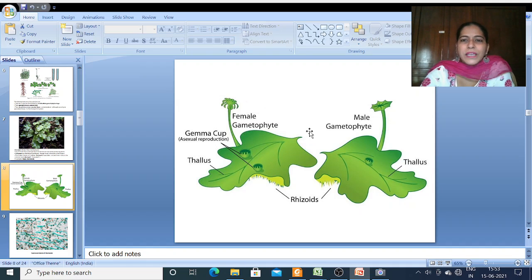Then the female gametophyte and the male gametophyte can be on the same plant, or they can be on separate plants as well. This is called the antheridiophore, where the antheridia are present. Here we have the archegoniophore, where the archegonia are present on the underside. Afterwards, from the gametophyte, the sporophyte will be formed. We will talk about the life cycle later on.